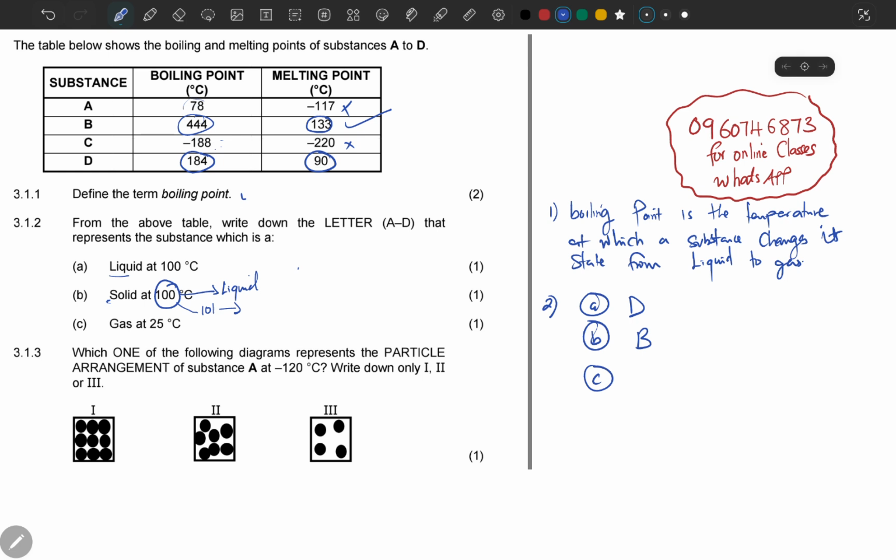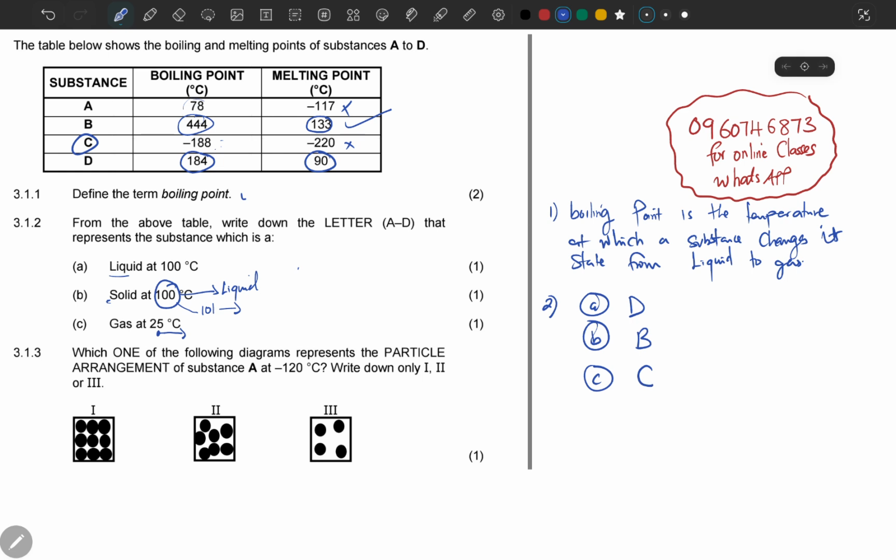C, a gas at 25. For it to be a gas at this particular point, it can either undergo condensation to go to liquid, or it can undergo deposition to go from gas directly to solid. And in that case, it is only C which is viable for that, looking at its temperature.